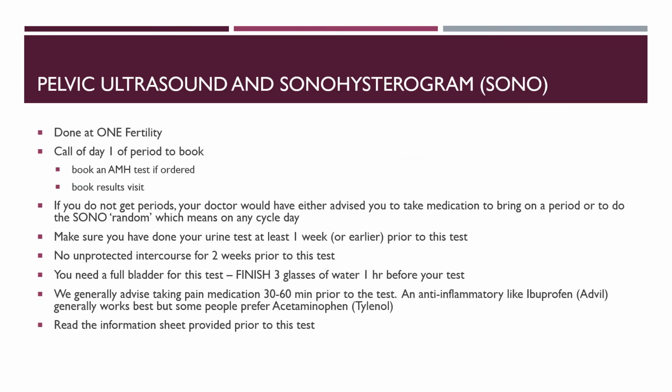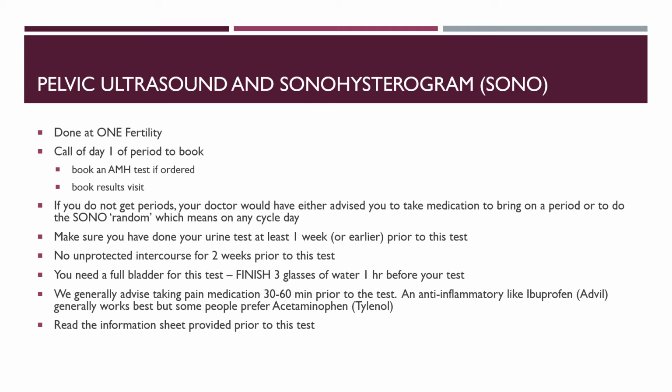Pelvic ultrasound and sonohysterogram, also referred to as sono. These tests are done at One Fertility. Please call on day 1 of your period to book these tests. Generally, they are done between cycle day 6 and 12, but can be done at different times in your cycle. If you call the clinic and you don't reach reception, please leave a voicemail and they will call you back. When booking these tests, also mention if an AMH test was ordered for you, as it can be done at the same time. Also, make sure that you book a results visit with your physician.